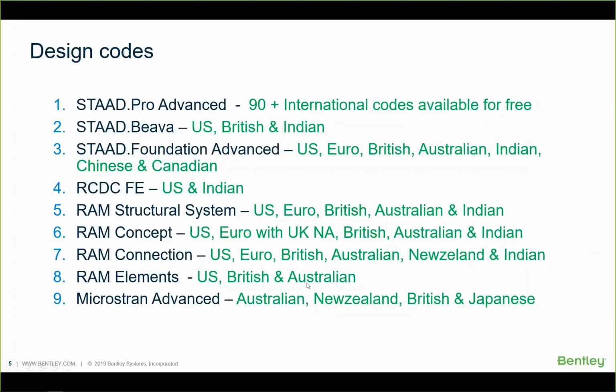The Australian codes implemented in this program are available only for the steel modules, whereas the concrete modules are available for both US and British. Also steel. Okay. Microstran is familiar in the Australian New Zealand market. It has the British as well as Japanese codes, in addition to the American code. Okay, so these are the design code supports.